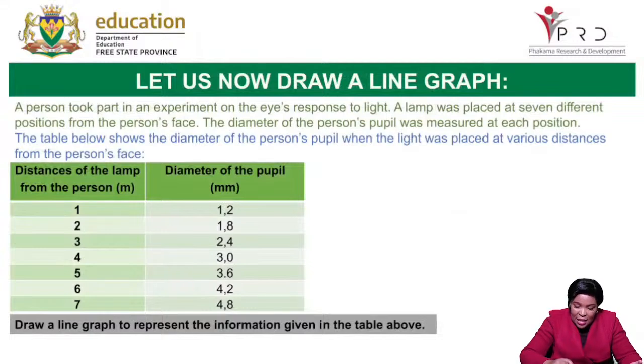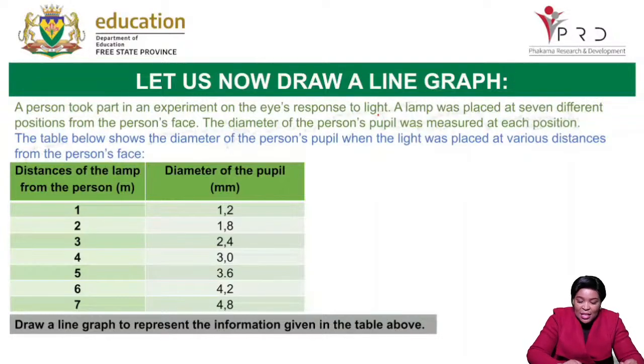A person took part in an experiment on the eye's response to light. A lamp was placed at 7 different positions from the person's face. The diameter of the person's pupil was measured at each position. So you must understand that statement, what is happening. They took the light, they want to check the eye's response to light, then they put the lamp at different distances, and then they measure the pupil size of this person. Then the diameter of the pupil was measured at each position, right?